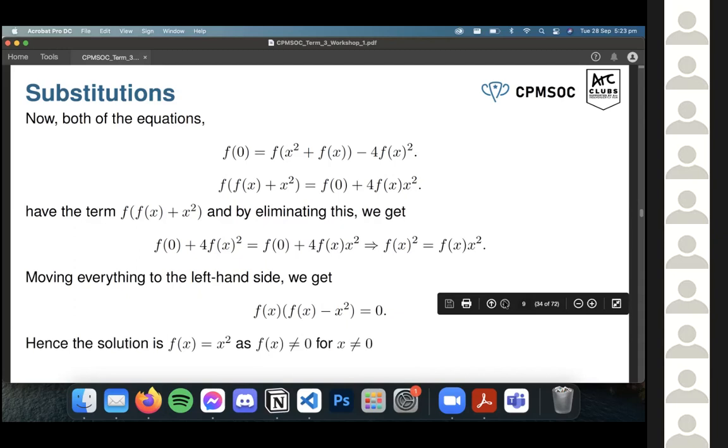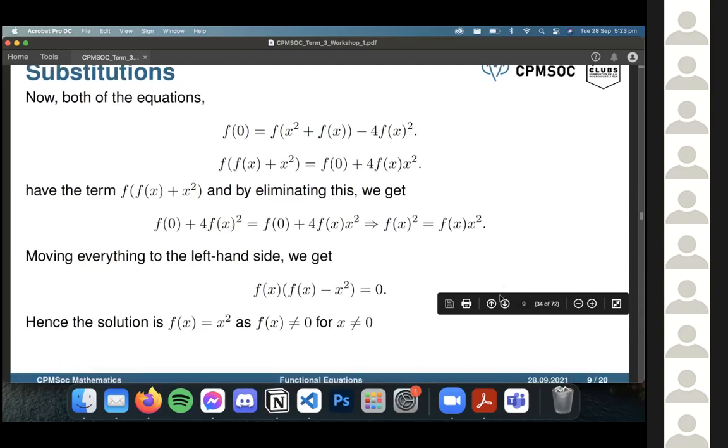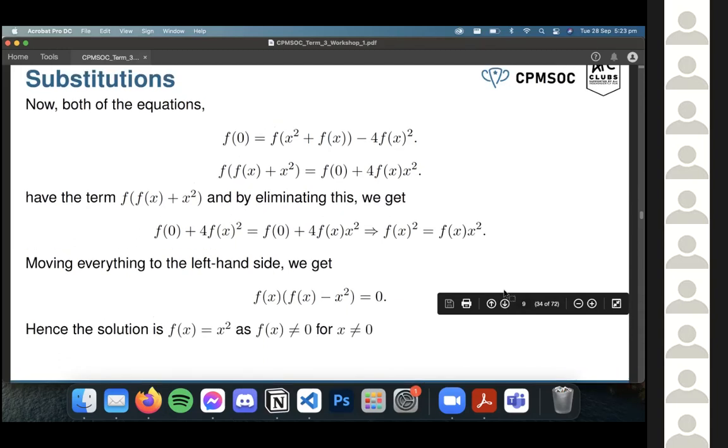Which means that we get a very nice solution here because if x is 0, then either f of x is 0 or f of x minus 0 squared is 0. So we know what f of 0 has to be, and we know what f has to be when x is not 0. So we have a unique solution for f.